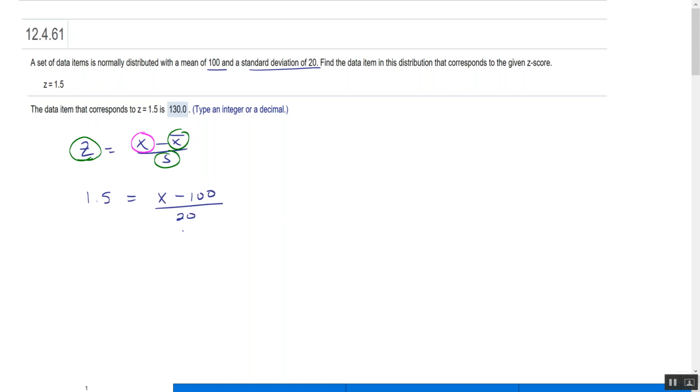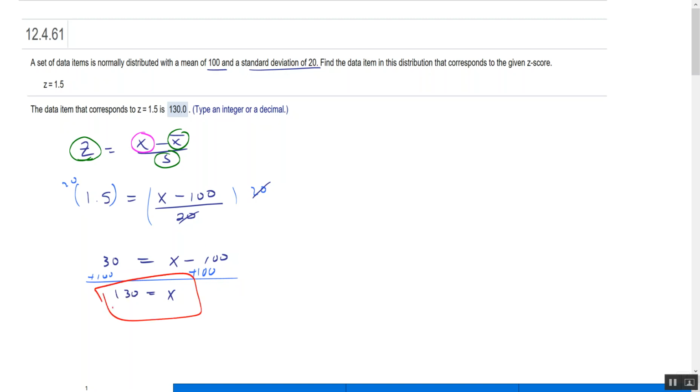Since I have a fraction in here, I can multiply both sides by 20 to get rid of the fraction. So 20 times 1.5, I get 30, is equal to, and then over here they cancel, so I'm left with x minus 100. Now I'm going to add 100 to both sides. And so we end up with x is equal to 130. So the data item that we're looking for is 130.